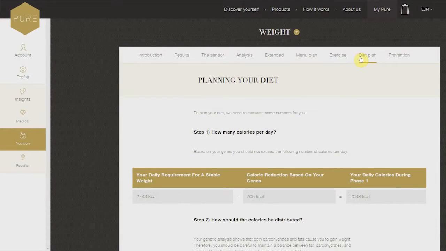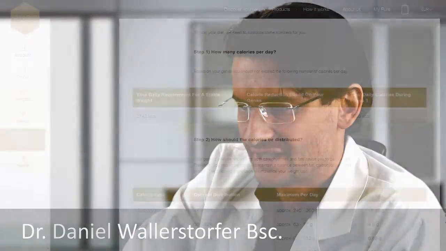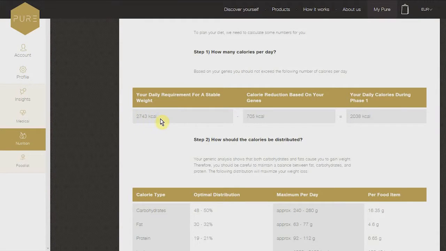Now in the diet plan section, you get a little bit more information, what kind of numbers are being calculated based on your body weight, your genetics, and so on. So in the first section here, we calculate your daily requirement for a stable body weight. This will be different. It's based on your sex, it's based on your body height, your body weight, and it will tell you if you eat this amount of calories per day, you will maintain a stable body weight.